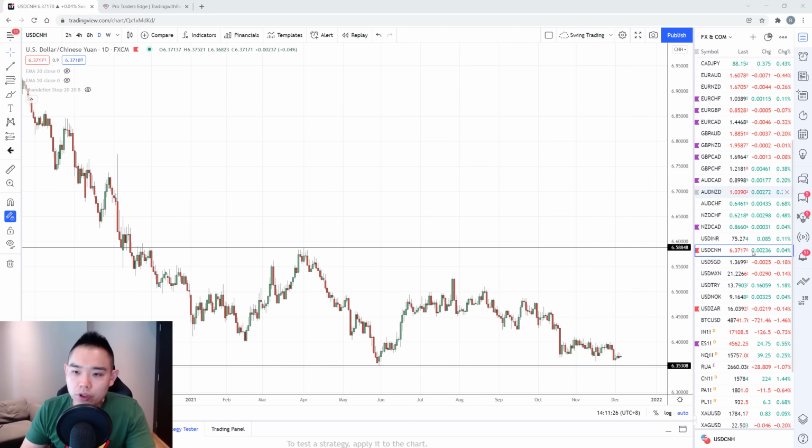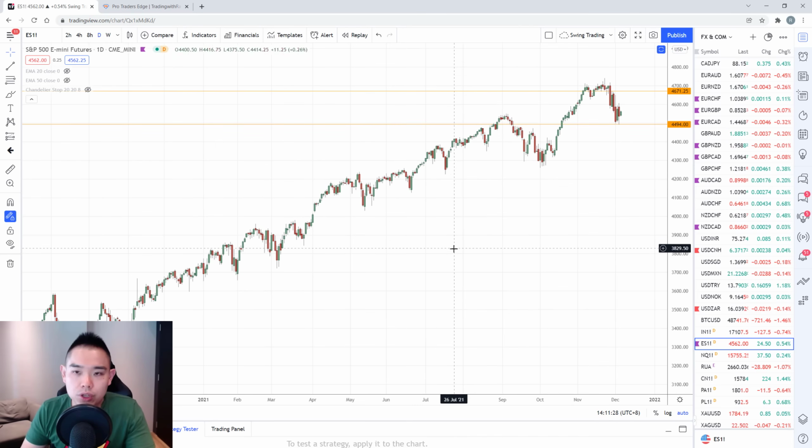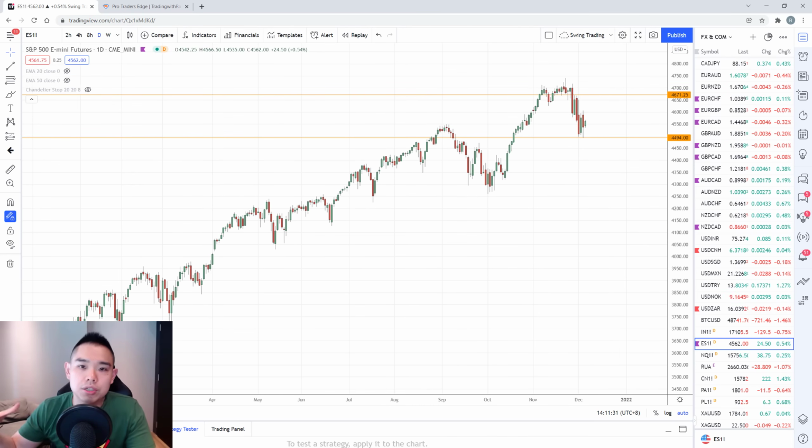Okay, so moving on, let's have a look at the stock market. A quick overview of the US stock markets. You can see that overall, it's still bullish. It's still in an uptrend. How do I know that? Because that's what the chart says. Just a little bit of context.